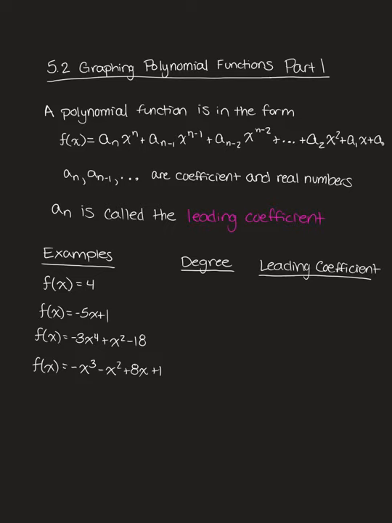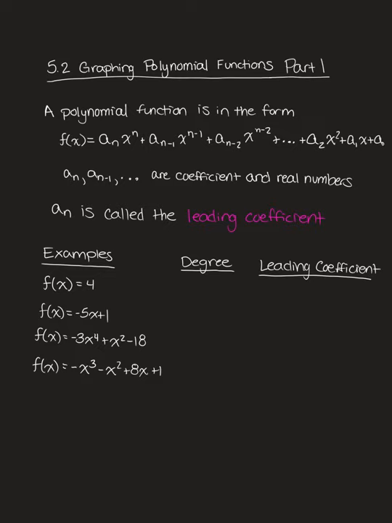Alright, so today we're going to talk about graphing polynomial functions. This is a two-part section just because there is a lot of information, so be sure that you watch both parts. So first of all, a polynomial. Poly means more than one and nomial means number. So a polynomial is more than one term, okay?